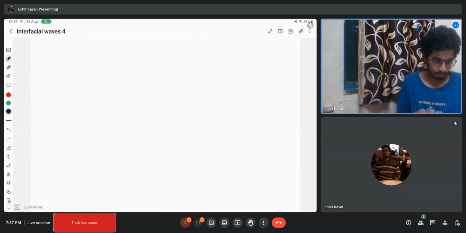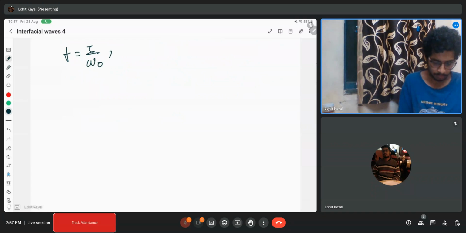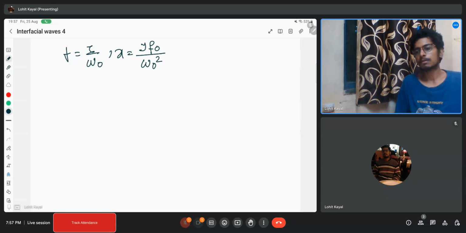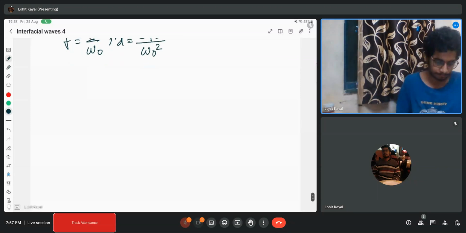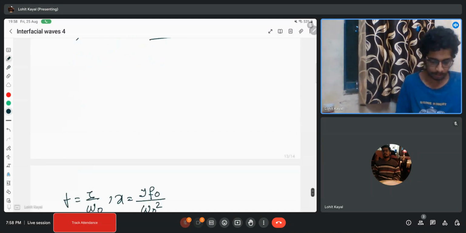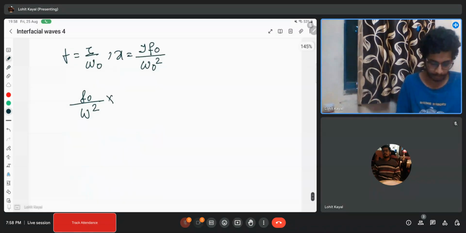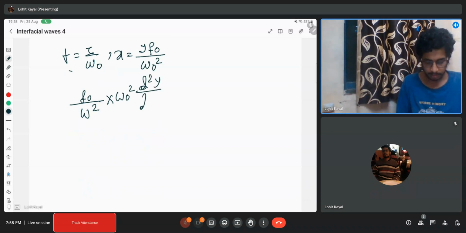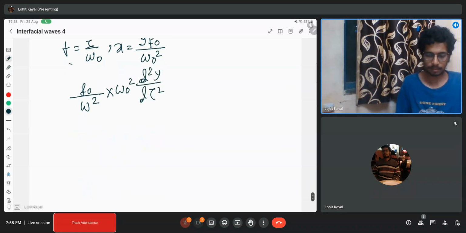So now we can write t equal to tau by omega naught and x equal to y f naught by omega naught square. We can put this and substitute in this equation. So what will we get? We will get f naught by omega naught square, which is coming from the x part into omega naught square. This is coming from t, d2y d tau square. This will be the first term.